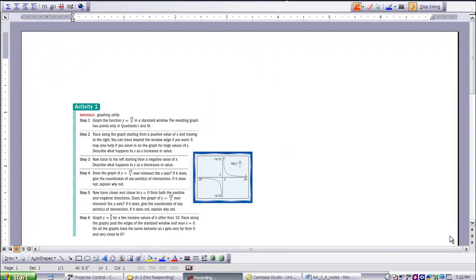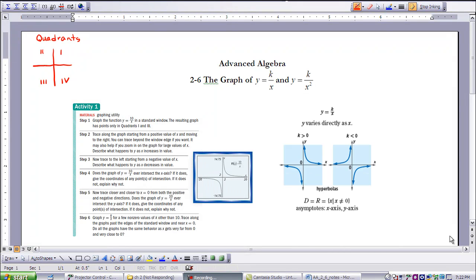This is Advanced Algebra, Lesson 2.6, the graph of y equals k over x and the graph of y equals k over x squared. So in Lesson 2.6 we're going to be really exploring inverse variation and inverse squared variation.